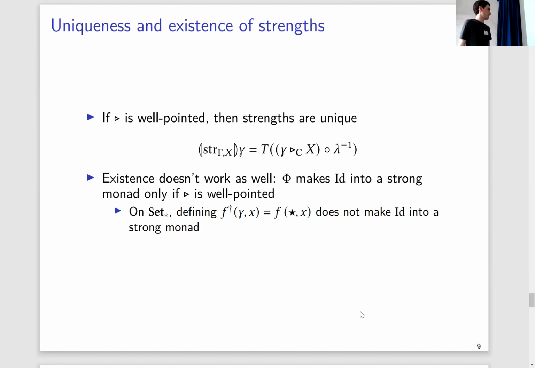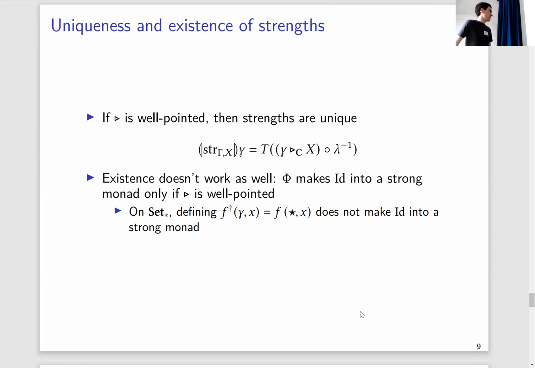Existence barely works at all, in fact. If we have one of these things that assigns strengths to functors in a coherent way, it turns out these very rarely form strong monads. In fact, if the strength that we assign to the identity functor makes the identity into a strong monad, then the action must have been well pointed. So there aren't many situations in which this happens at all.